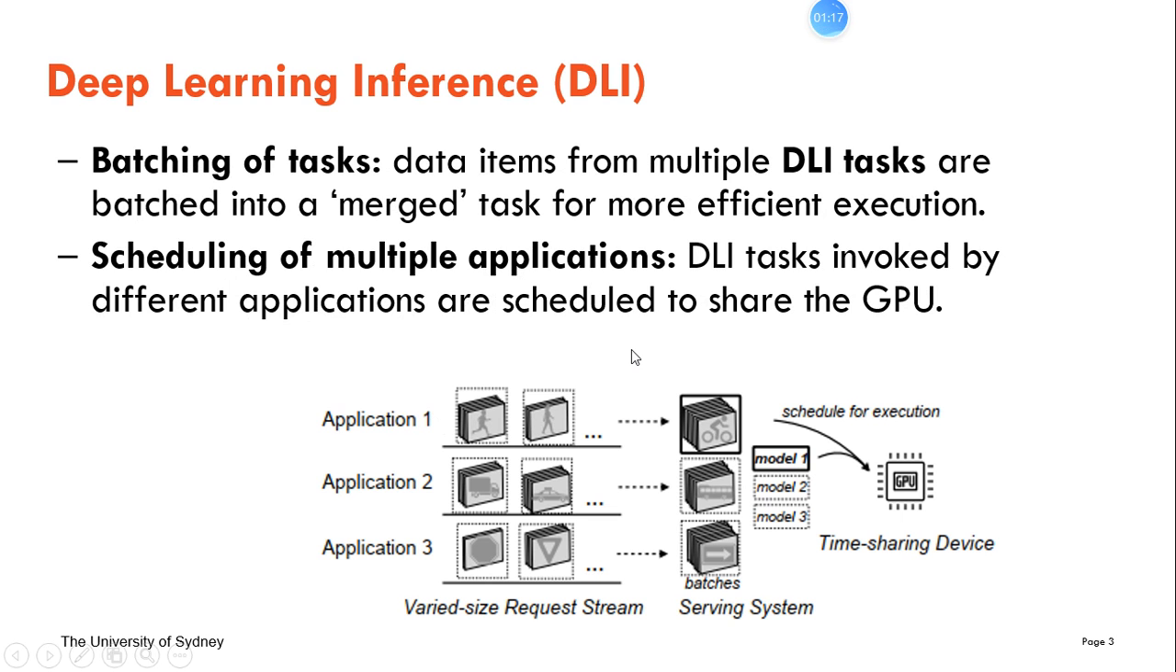Normally, the serving system will incorporate two mechanisms for better utilization and efficiency. The first one is batching, namely data items from multiple DL tasks are batched into a merged task for more efficient execution. The second one is fine-grained scheduling. The tasks invoked by different applications will be scheduled to share the GPU. Namely, each of them will be allocated a time slot for execution.